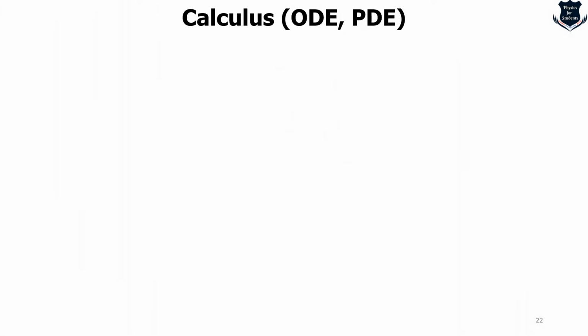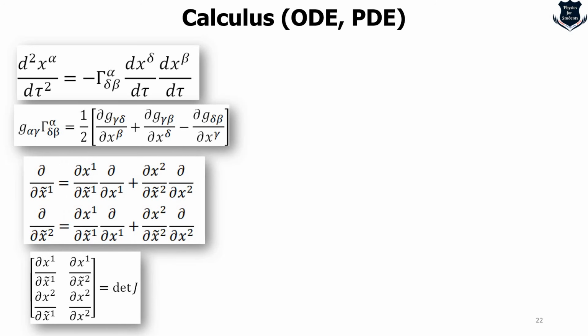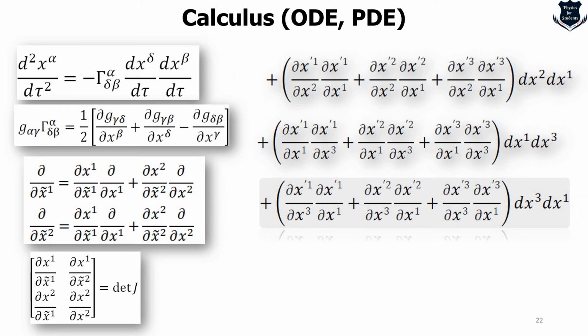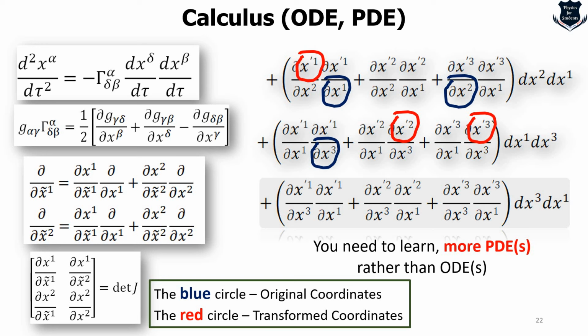So from here you can also see that these equations are simple, the Jacobian, etc. These are all using partial differential operators. Here you can see another derivation of the metric tensor, and you might be wondering what this prime is. These primes are the transformed coordinates, as we say the transforms are denoted by prime, and the blue ones are the unprimed coordinates, that means the original coordinates. So that establishes the point that you need to learn more and more of PDEs rather than ODEs.